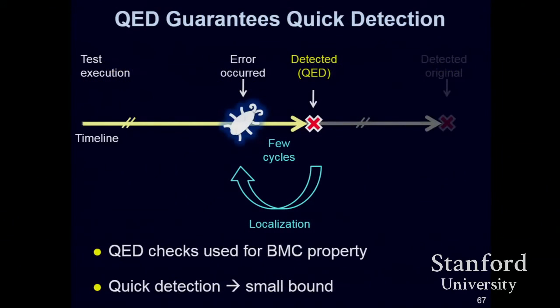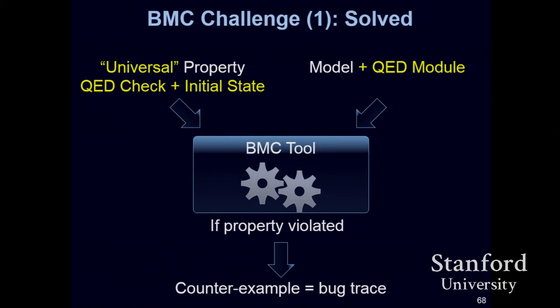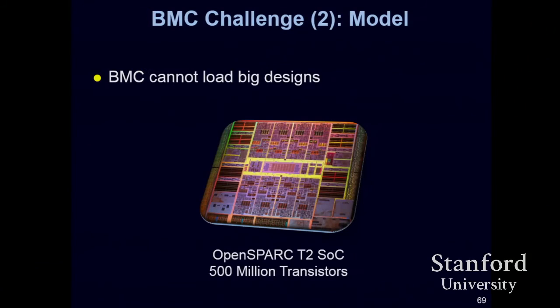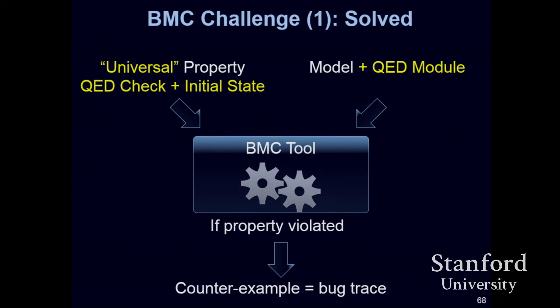Okay, now of course you can invent pathological examples where this is not the case, but for real bugs, we believe this is the case. Okay, so what do we have now? So now we have this universal property. We're going to search the space of all QED tests. We have an initial state that's just some QED consistent state. And then we have our model plus the QED module. And we're going to put all of that together into the bounded model checker. Okay, so that addresses the first challenge, which is properties, which I think is pretty exciting.